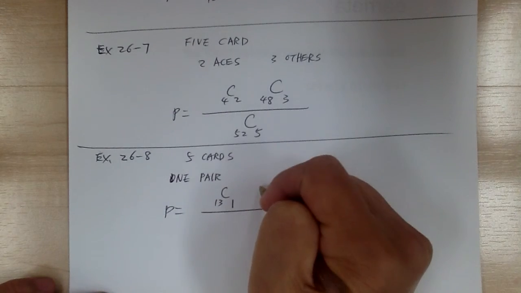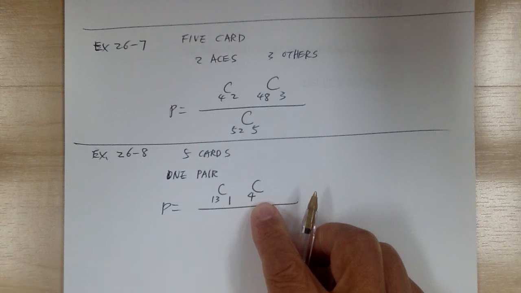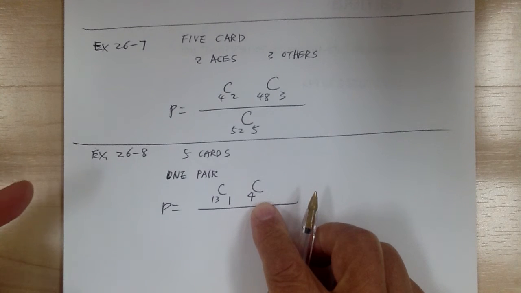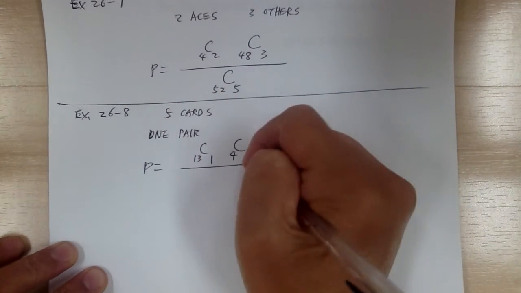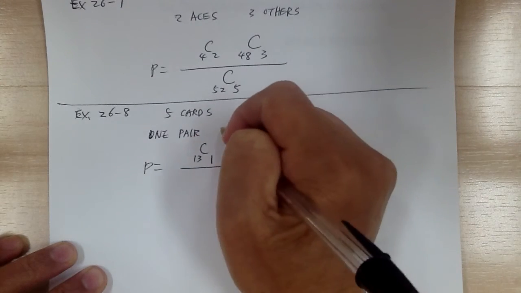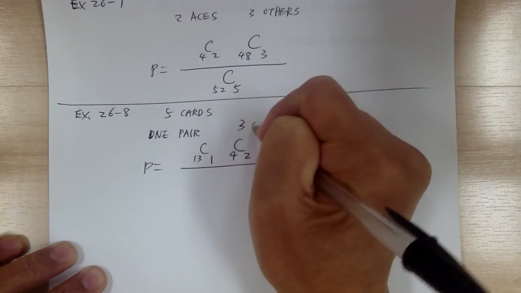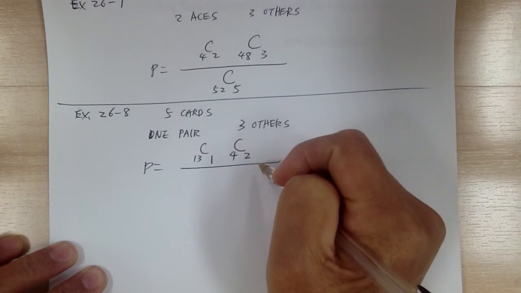Now, after you choose a rank, there are 4 cards in each rank, right? There's a club, spade, heart and diamond. So there are 4 cards in each rank, and you're going to get 1 pair, so you have to choose 2. So you want to get 1 pair. That means you're going to get 3 other cards. So make sure you account for all the cards.